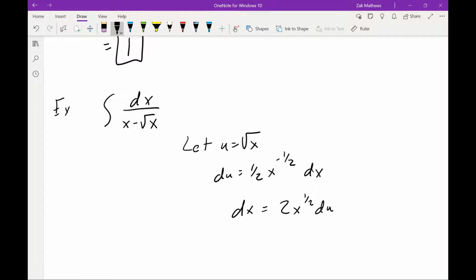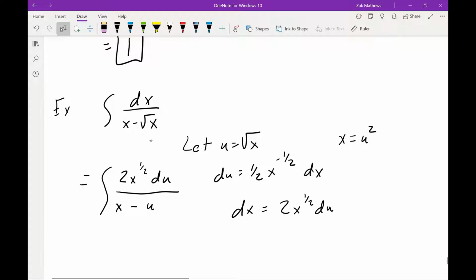And I think I'm going to need it, so I'm going to go ahead and solve for x as well. X would be equal to u squared. So let's see what this does for us. Well, we can replace the dx with the 2x to the 1/2 power du. And on the denominator, we would have x minus u.